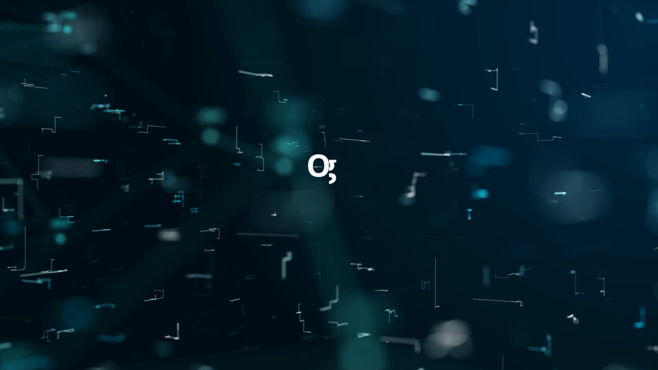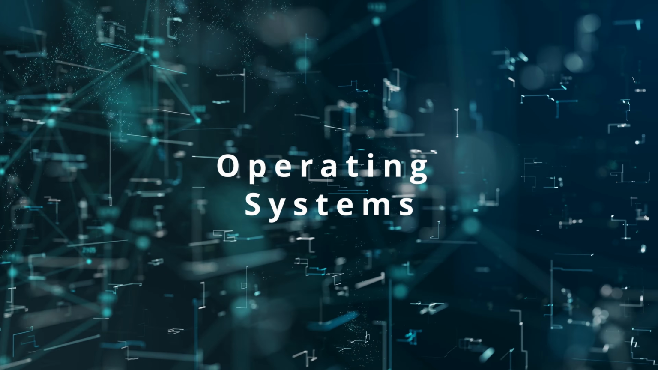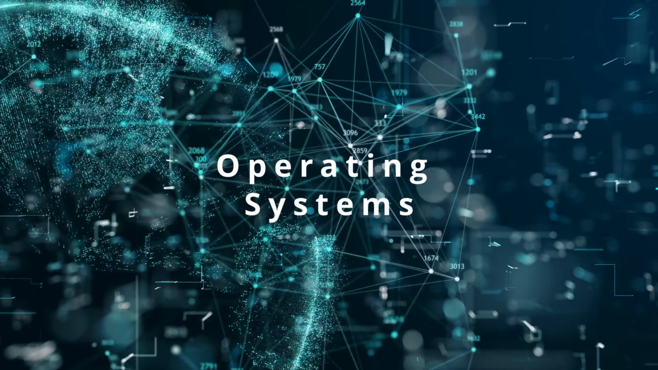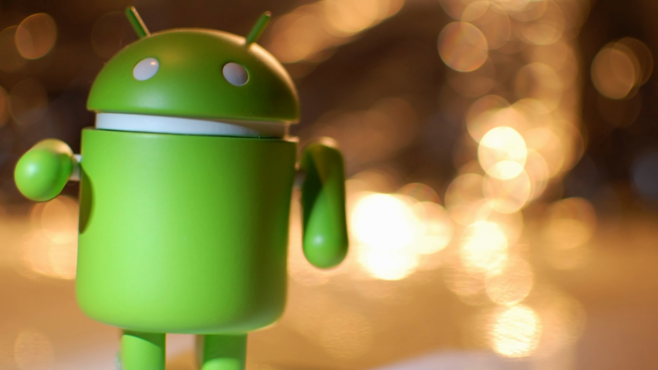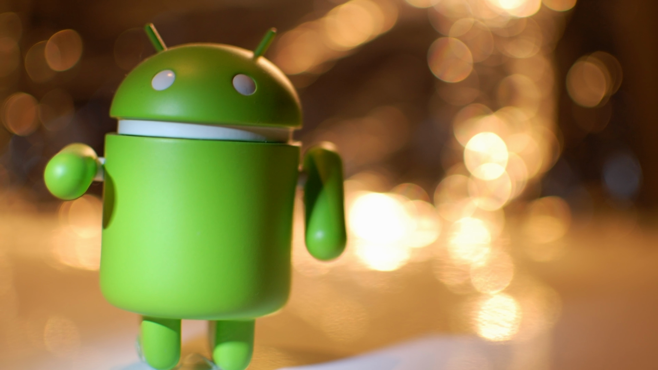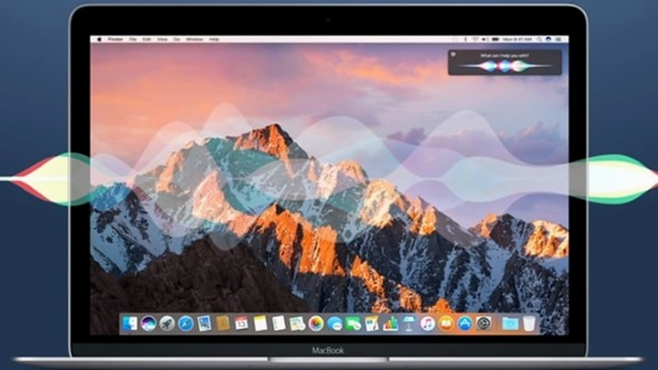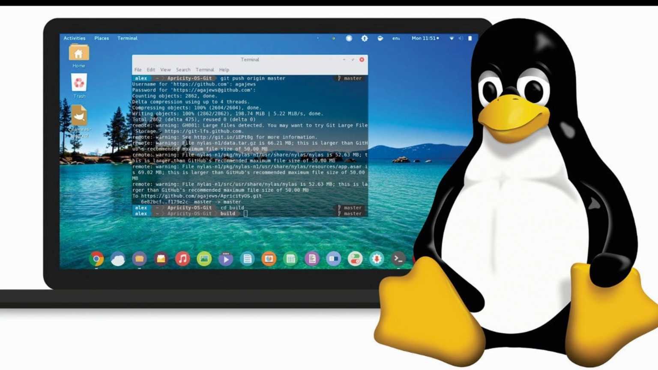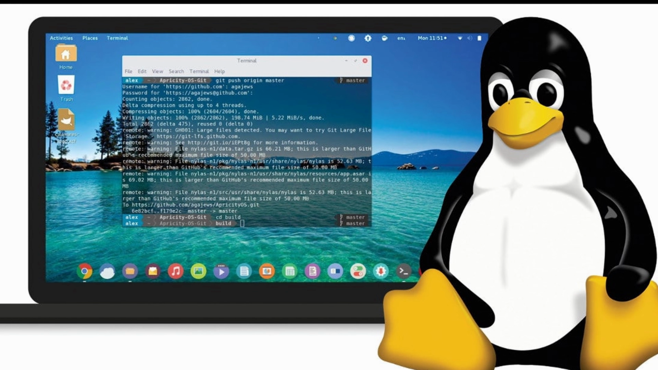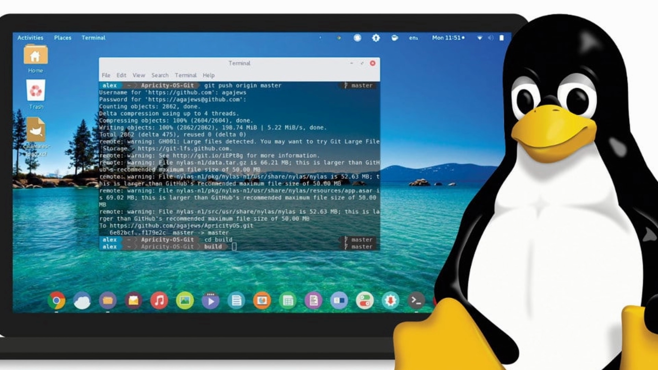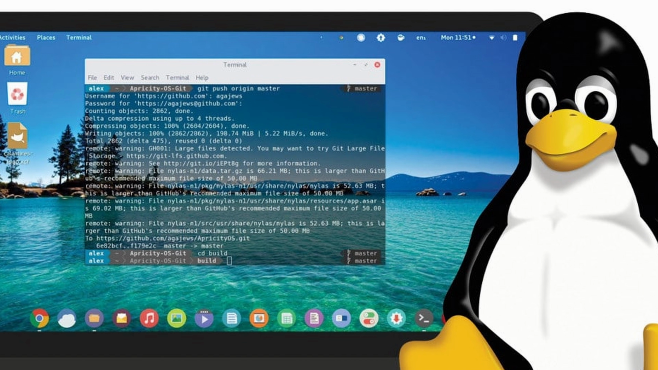Next, let's talk about operating systems. An operating system is a program that manages the computer's hardware and software resources. It allows you to interact with the computer and run other programs. Some examples of popular operating systems are Microsoft Windows, Mac OS, and Linux. Each operating system has its own set of features and capabilities, and users may choose one based on their personal preferences or the specific needs of their computer.